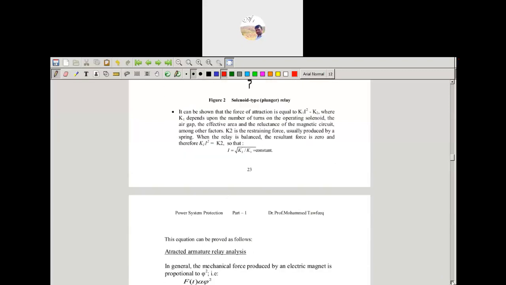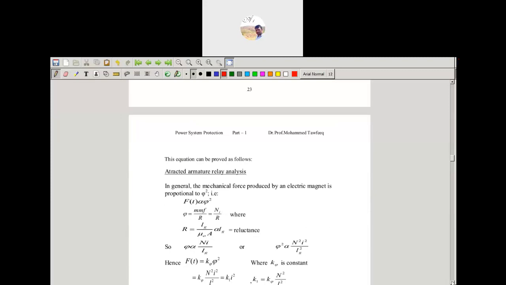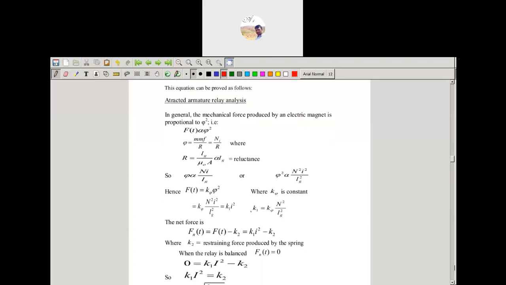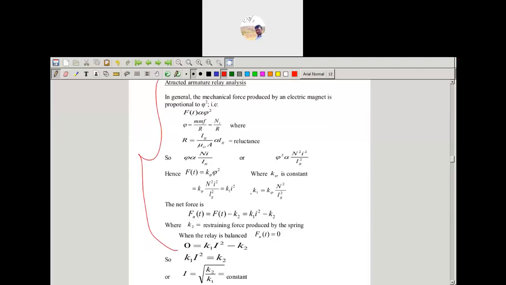Now we have the attracted armature type, right? So how will it work? Based upon the flux variation and force variation. The mechanical force produced by the electromagnet is proportional to the flux induced squared. And here we have the mmf and reluctance. How much voltage, the force will be developed, we'll discuss in detail in a separate class. Just we'll go for the types.